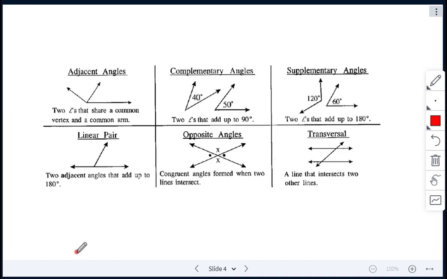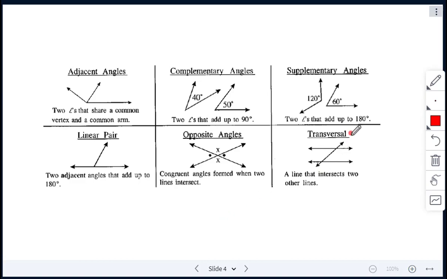A linear pair would be two adjacent angles, again adjacent angles like this, that add up to 180 degrees. Next we get into opposite angles. Here we have two lines intersecting, and you can see that the opposite angles are congruent. These are congruent angles that are formed when two lines intersect. So for x here, those two angles would be congruent, and then these two angles shown with the dot would be congruent as well.